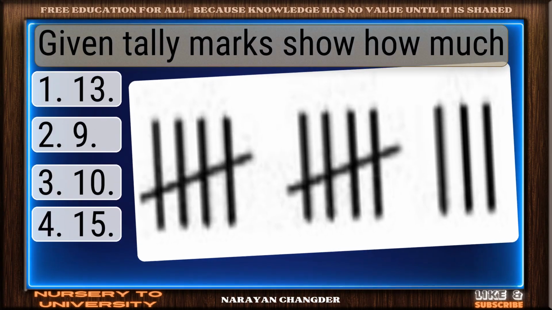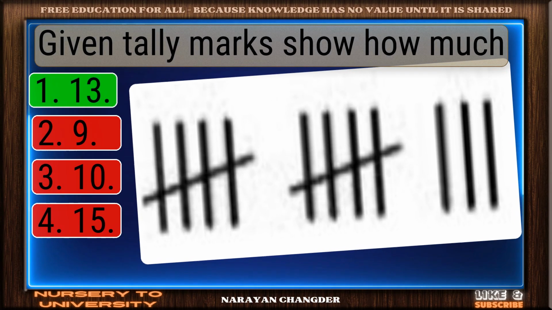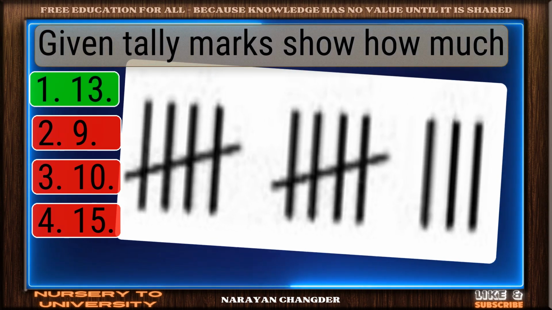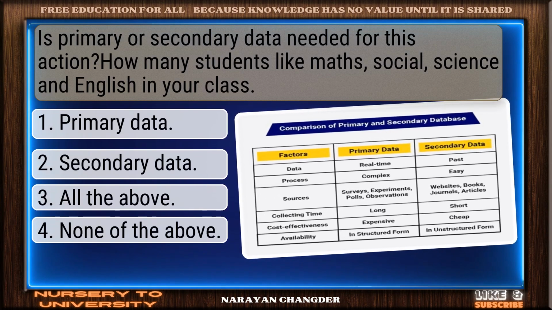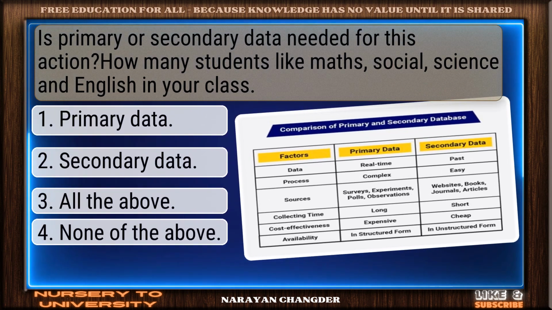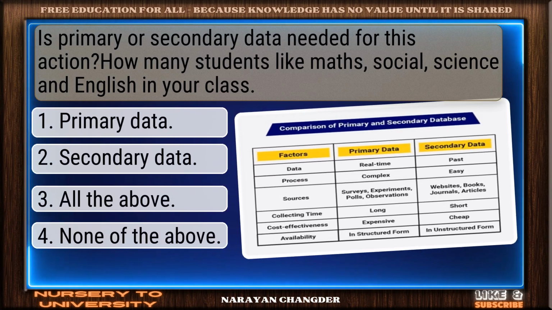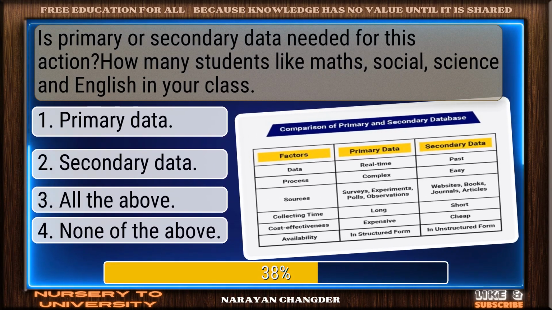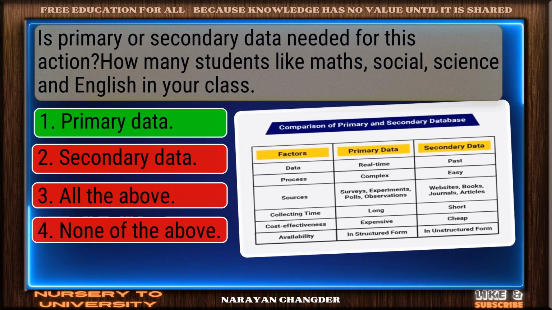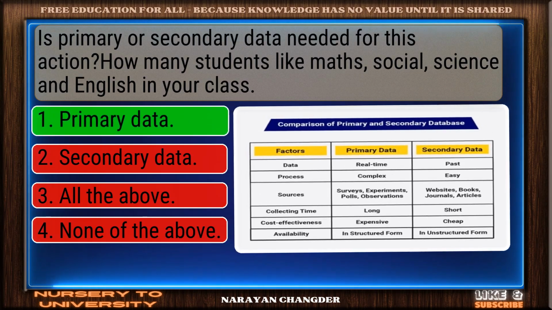Given tally marks show how much? Great thinking. 13 is the right choice. Is primary or secondary data needed for this action? How many students like maths, social, science, and English in your class? Correct response. Primary data is the most accurate answer.